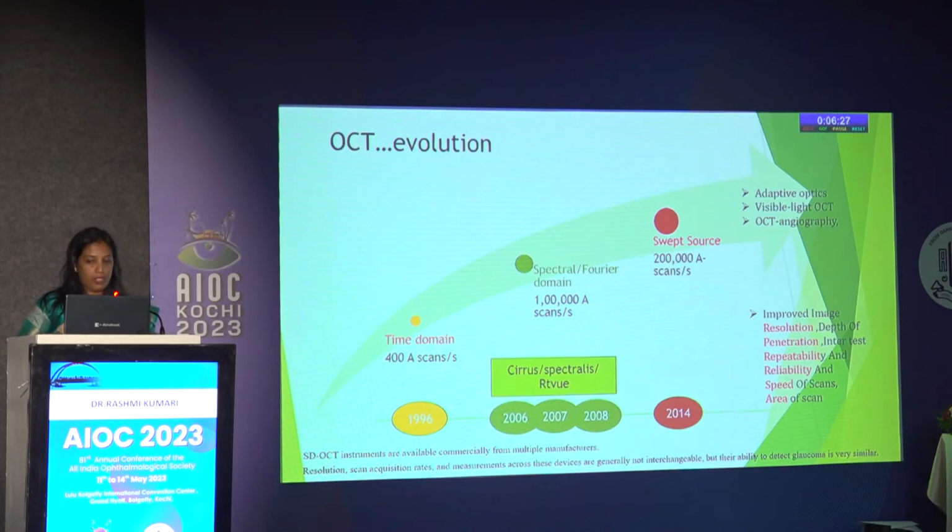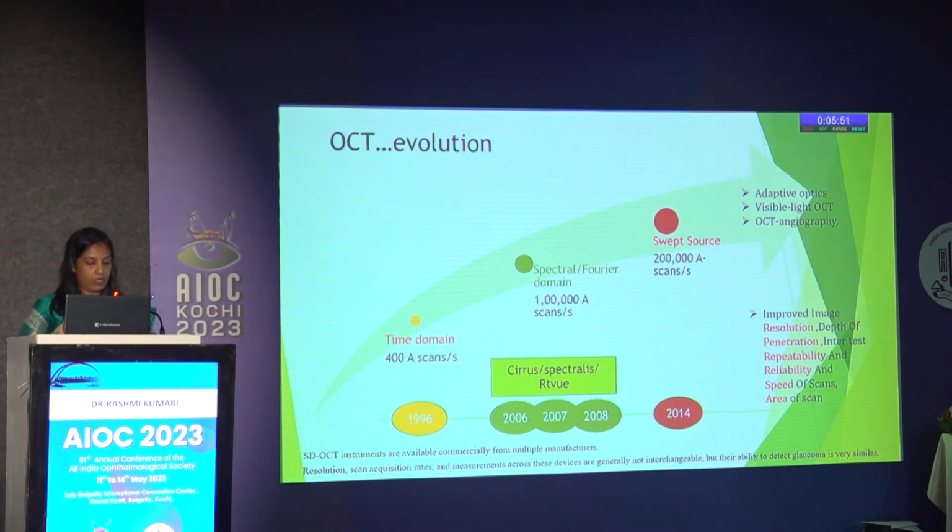The basic evolution is in scan speed, which has made improvements in resolution, better penetration, repeatability and reproducibility of the data, and even the area of scan. Even spectral domain OCT has undergone many modifications like adaptive optics or incorporation of visible light optics. And the previous speaker has told about OCT angiography, which is now delineating the vascular pathologies as well. Spectral domain instruments are available commercially. You have heard Cirrus or Spectralis, RTVue from multiple manufacturers.